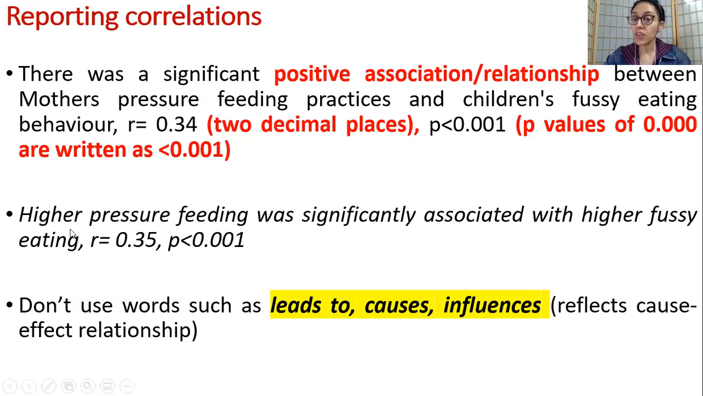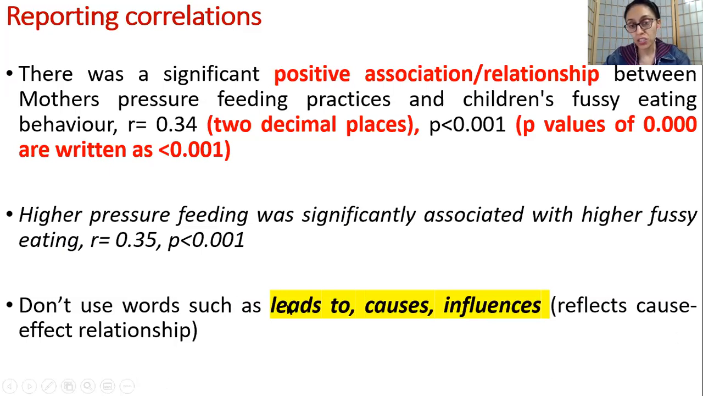Then the other way of writing the same result is: higher pressure feeding was significantly associated or correlated. Correlated is the other word which you can use, which does not indicate causal relationships. So, higher pressure feeding was associated with higher fussy eating. That's also a correct way to write. Again, over here you have the R value and the p-value. Writing Pearson's correlation results is super simple. That's why I started with Pearson's correlation, taking baby steps.